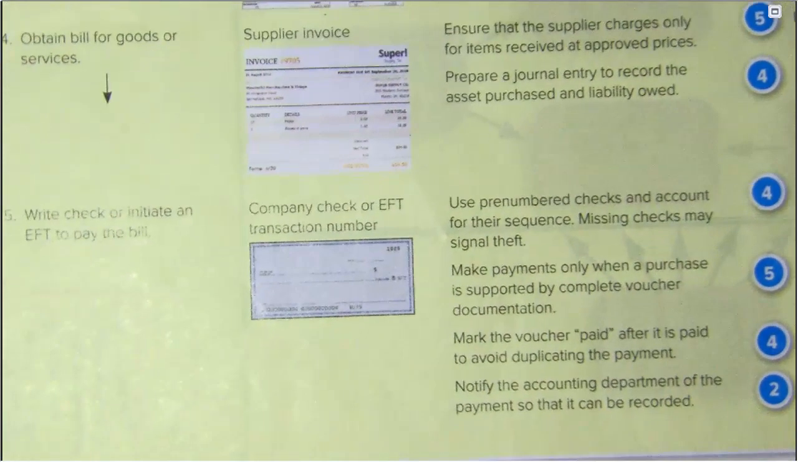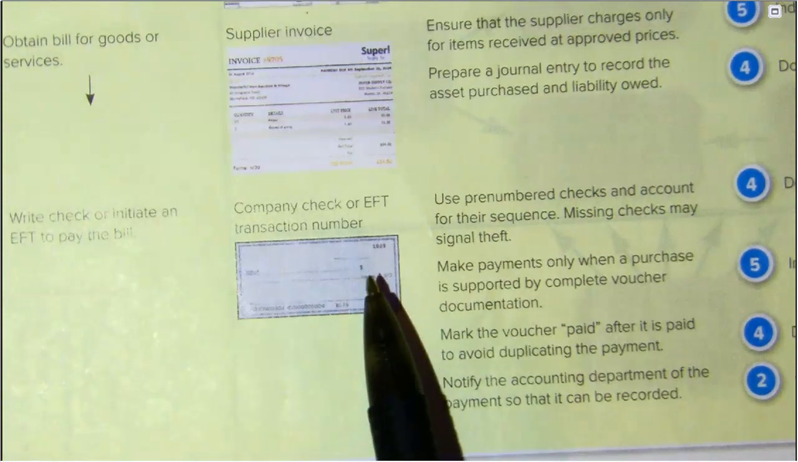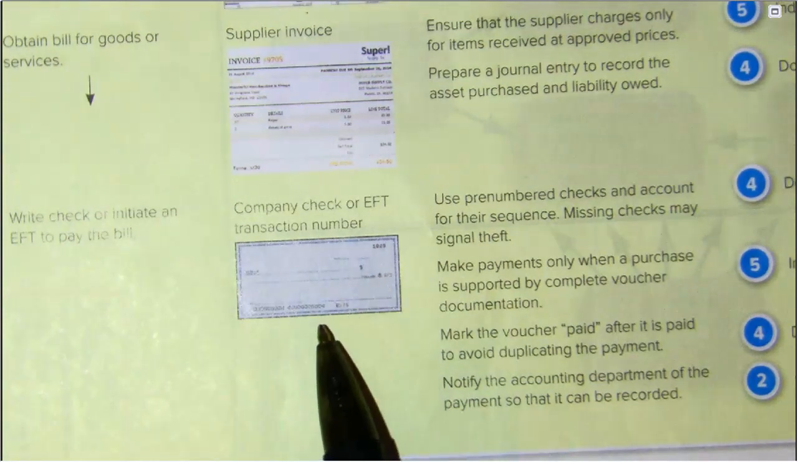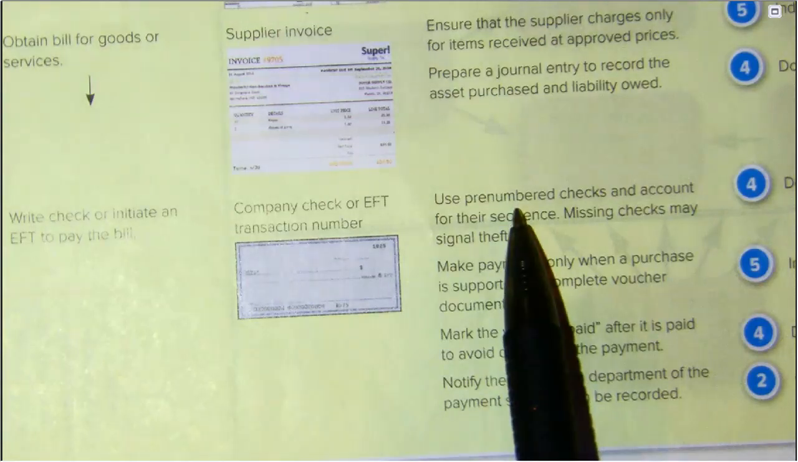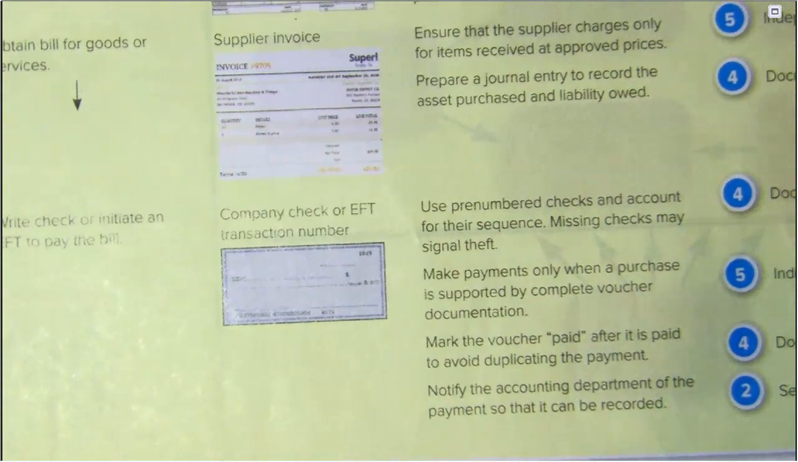To write the check or initiate the electronic funds transfer to actually pay that bill. So it's not the accounting department, but the treasurer's office that writes that check. Remember, the accountant can never have access or custody to the cash. So we use a pre-numbered check and make sure that's in sequence. That documents the payment.